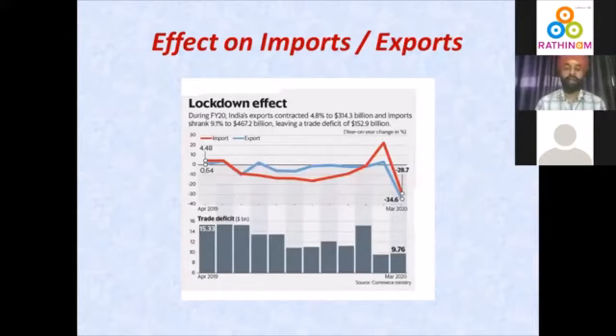We find that the imports have fallen much more from a high, and the exports have fallen drastically, but they were never at a high. There was a lot of parity between the imports and exports. There was a lot of trade deficit that we were facing as a country, which has become practically zero in the month of June. What is the meaning of the trade deficit being zero? It means that our imports have gone down. Majorly, this is because of the oil account.